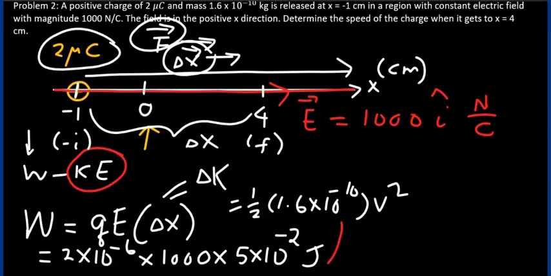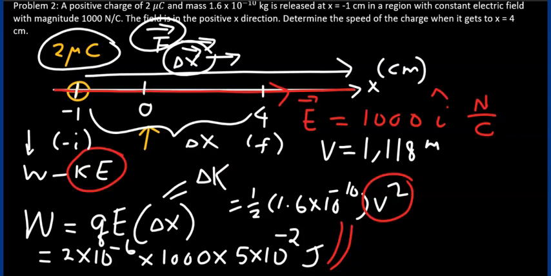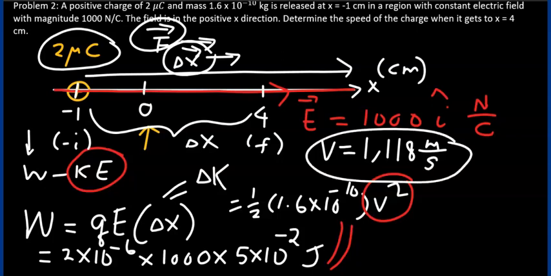Now equating these two terms, we can solve for the unknown v. And you get the speed to be 1,118 meters per second as the speed of the charge when it gets to x equals 4 cm. And that solves the problem.